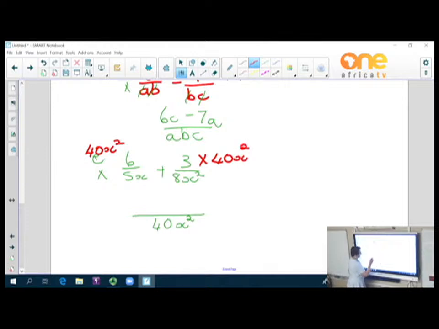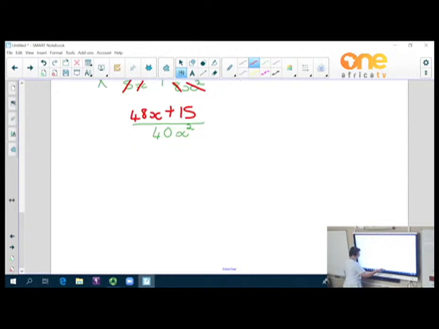I multiply with the LCM and cancel. There, 1x will remain. So it's 48x. Here, 8 divides into 40 5 times. The x's will cancel out, so plus 15. That's unlike terms, so that is your answer. You cannot do anything further there. Number F.